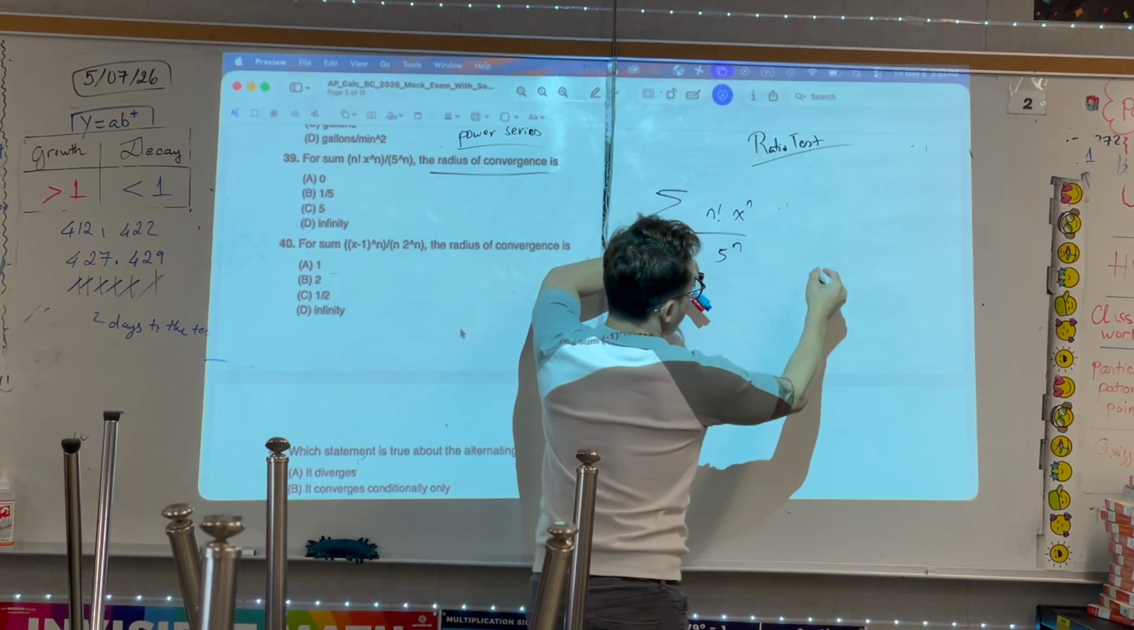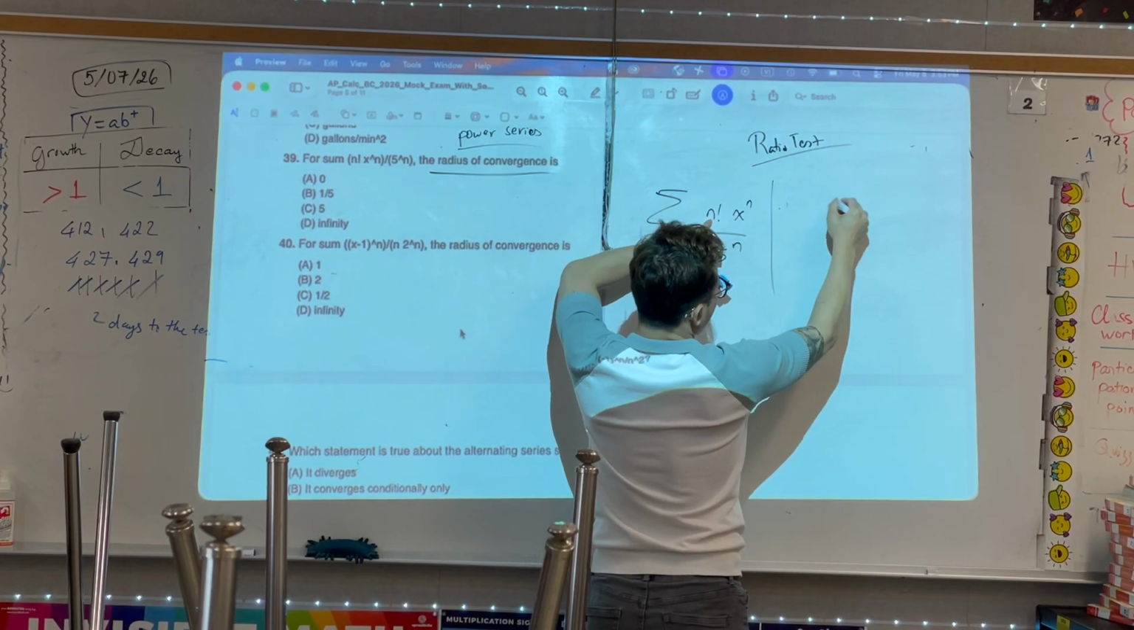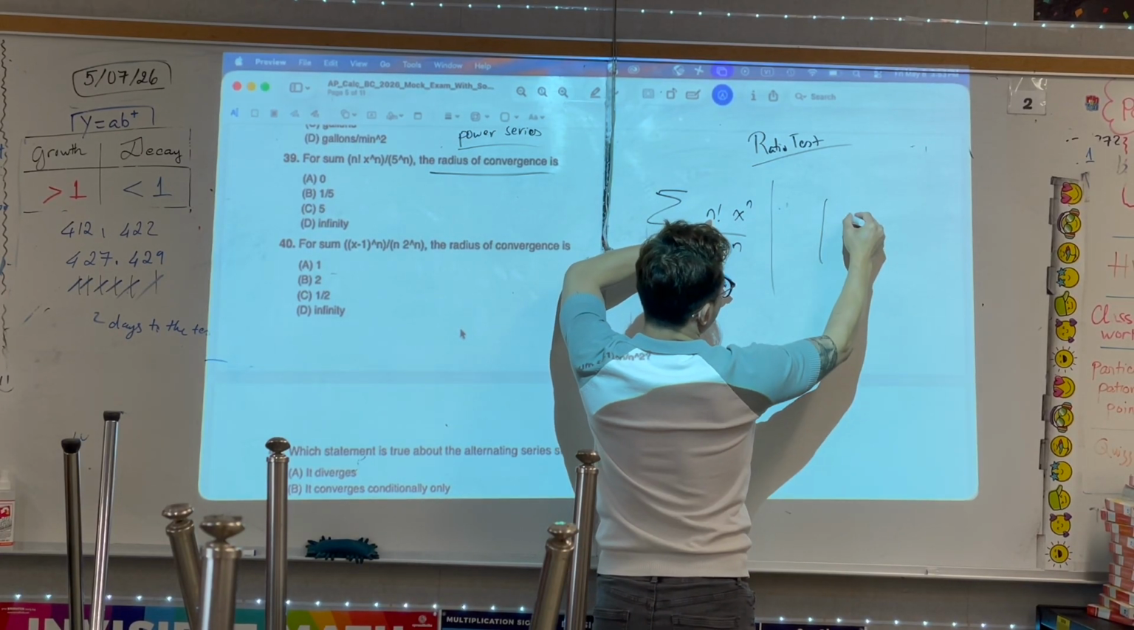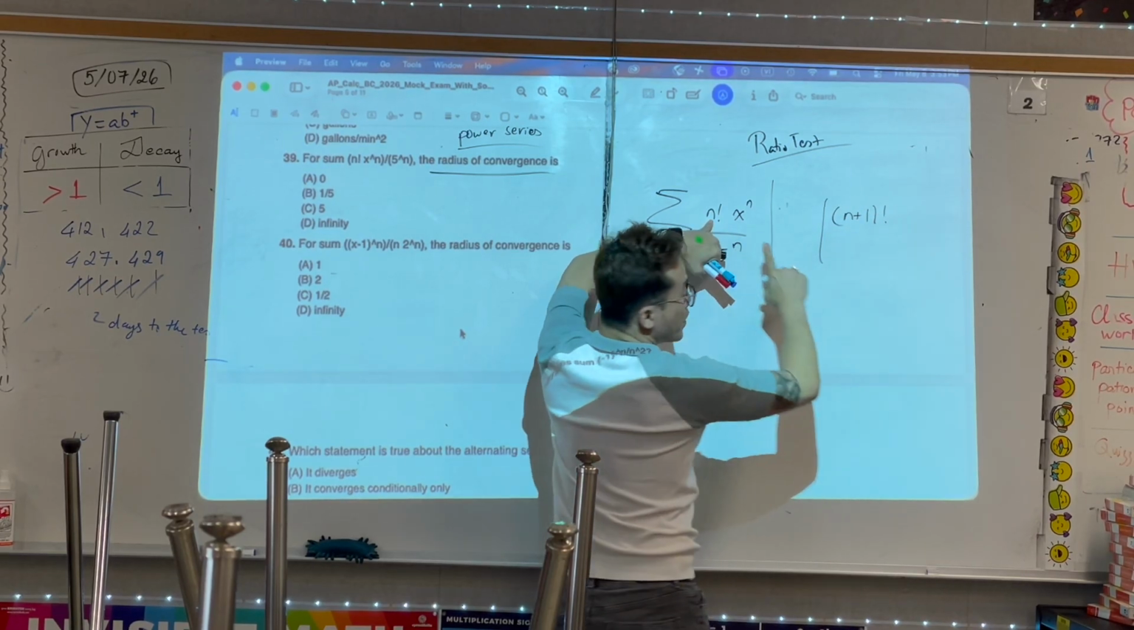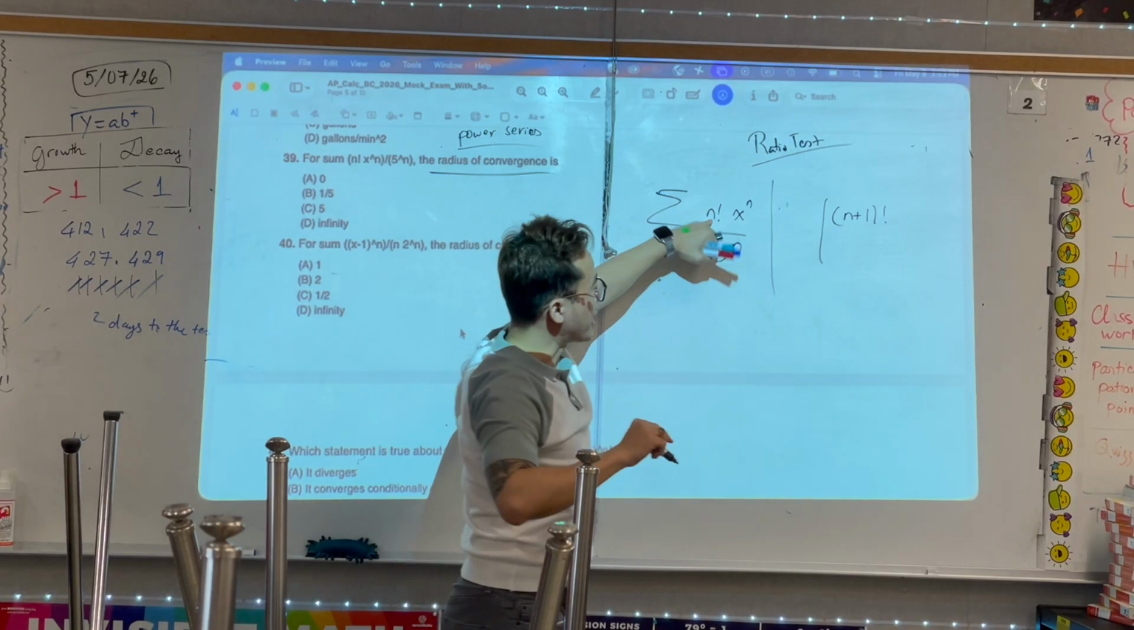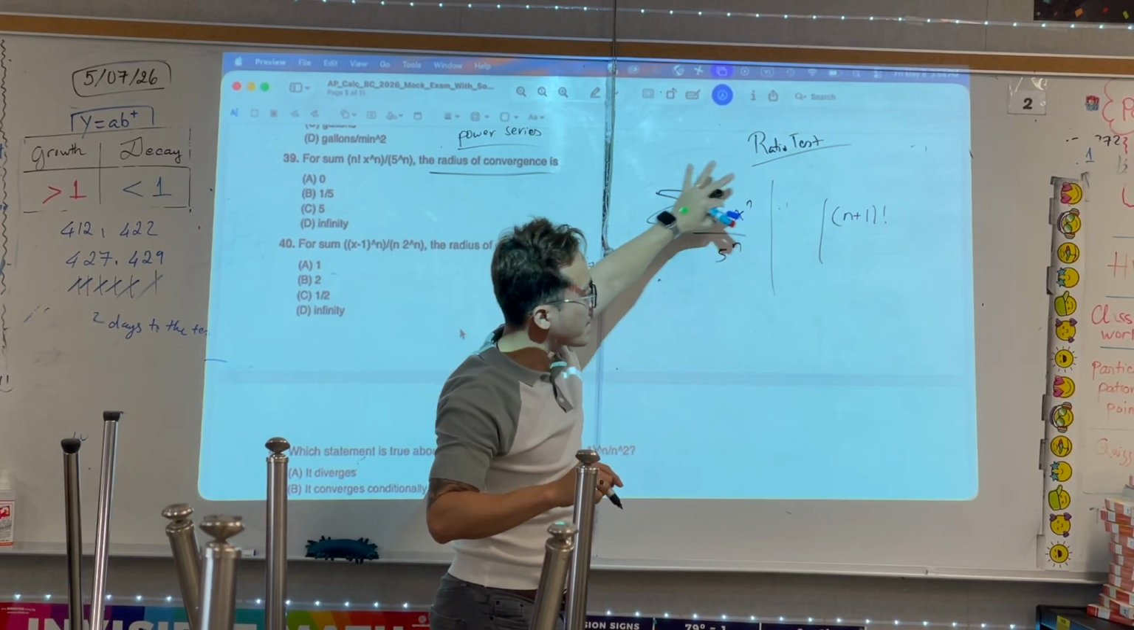Okay, so ratio test, what are you going to do? Absolute value of a n plus 1. No, no. You increase everything by 1. And then you divide everything by the original one.